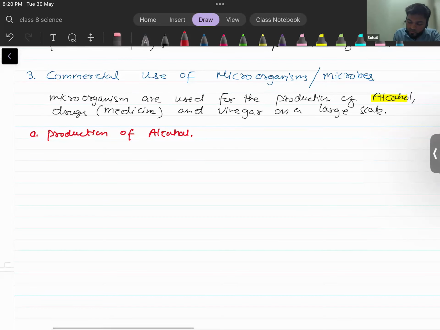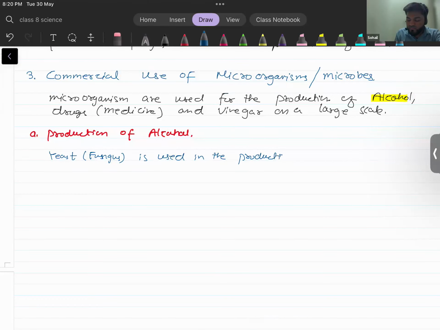So in the production of alcohol, what goes in here? Yeast powder, which we discussed earlier. Yeast, which is a fungus, is used in the production of alcohol. Look, the alcohol which is produced with the help of yeast powder is used in making other components also. It is used in making beer, wine, whiskey, and some other industrial products also.